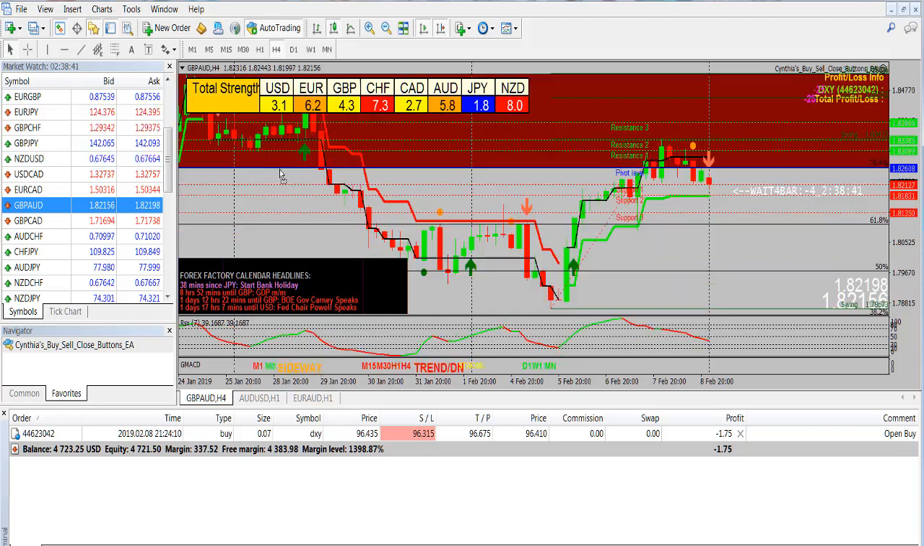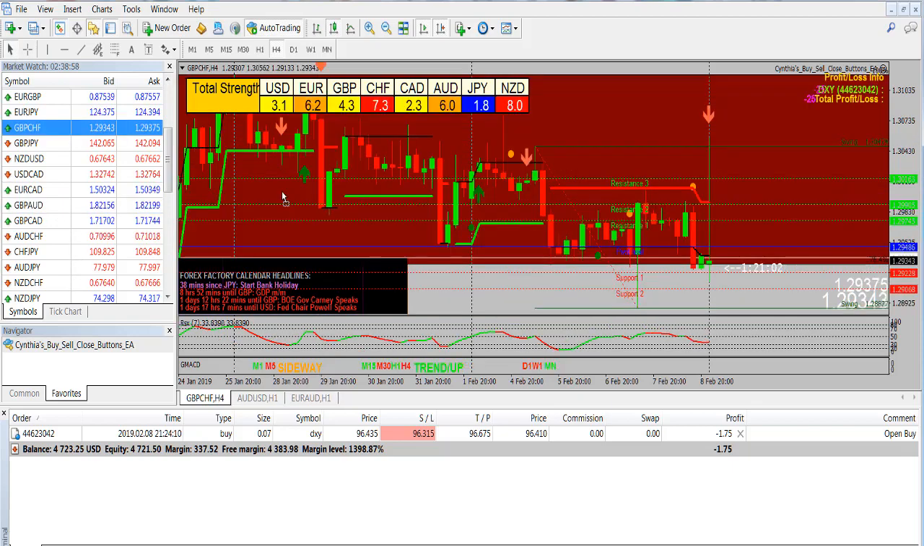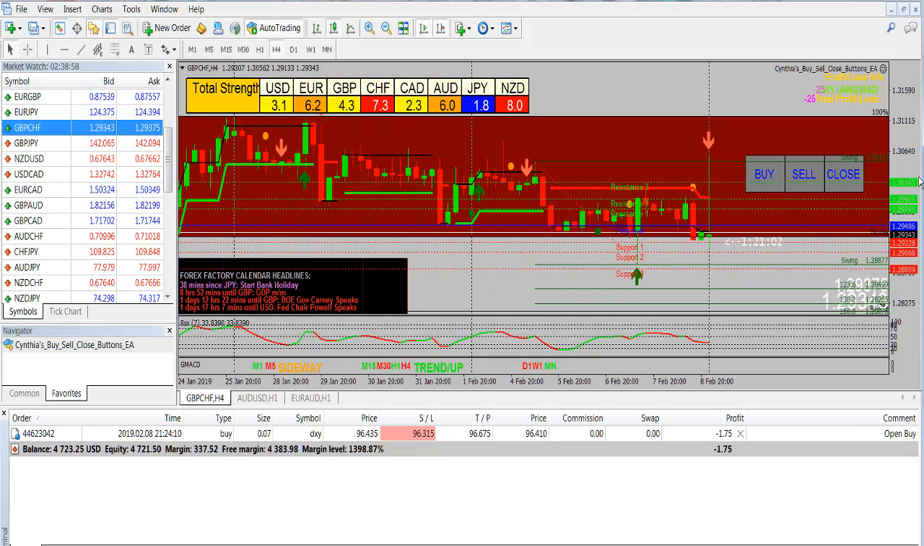I think we looked at that. Did we look at it? I can't remember. Did we look at the pound AUD? Yeah, I think we did. Down here, 441 pips. Let's look at the pound CHF.